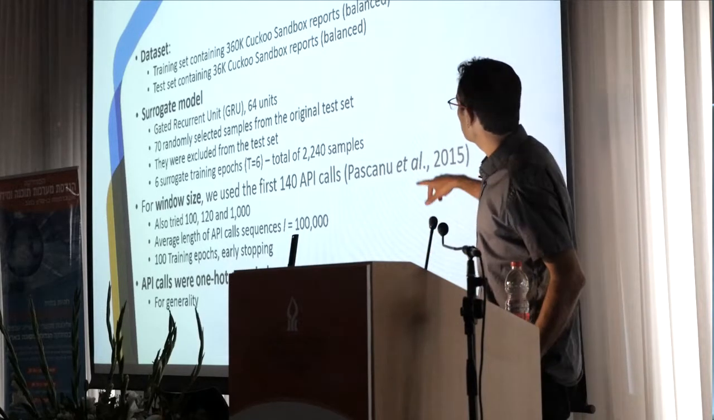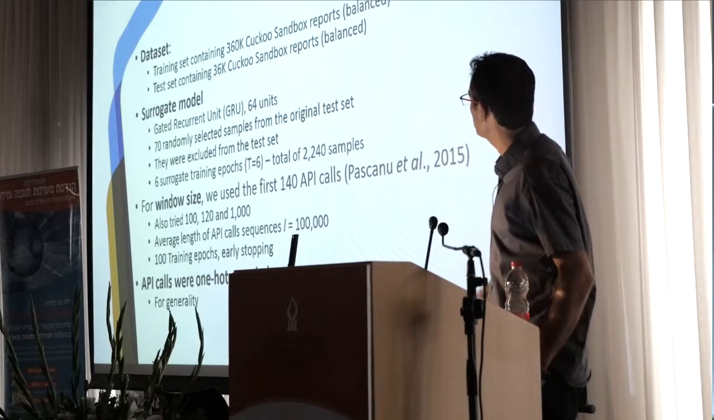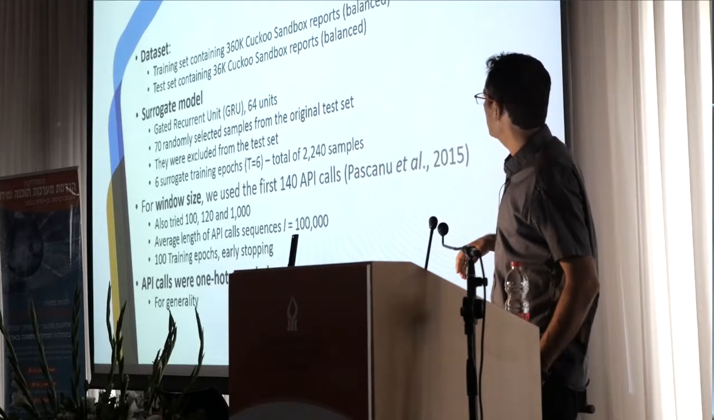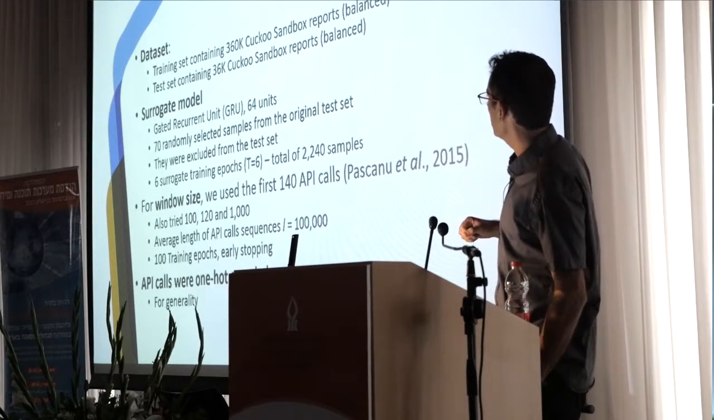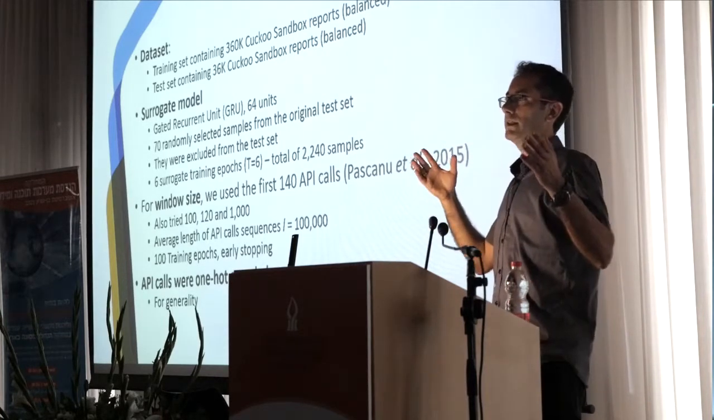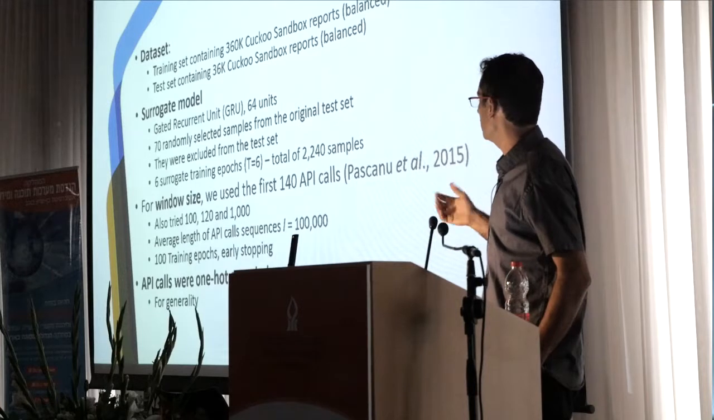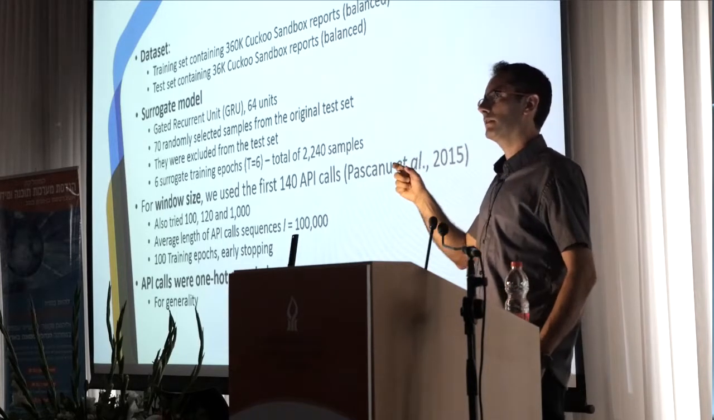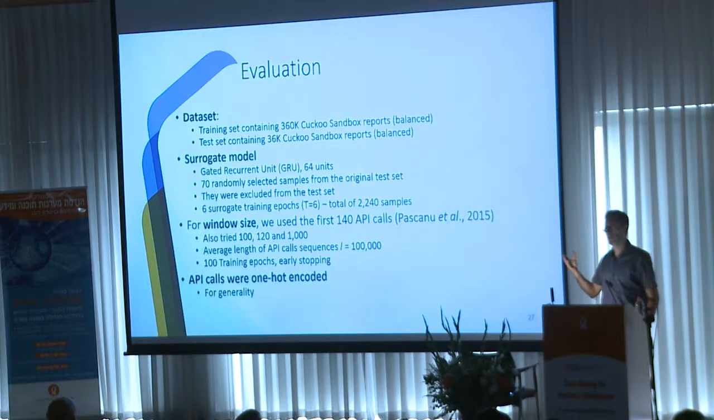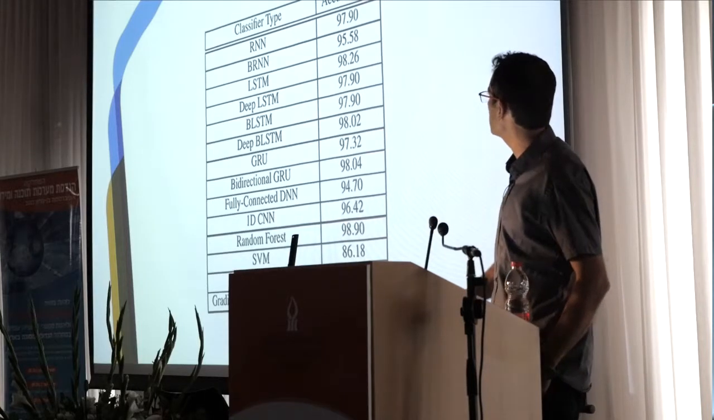We have a data set containing 360,000 sandbox reports for the training set, and 36,000 reports for the test set. You see here the configuration of the surrogate model. The recorded sequence of system calls can be very long. On average, it was 100,000 system calls. We analyzed windows of 140 API calls, and if one of these windows was classified as malicious, the application is classified as malicious.